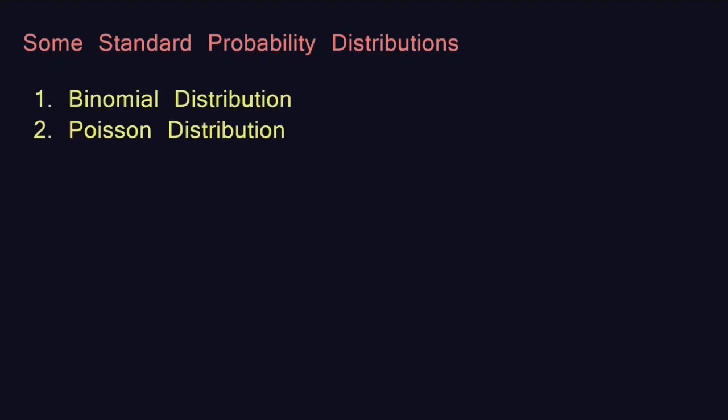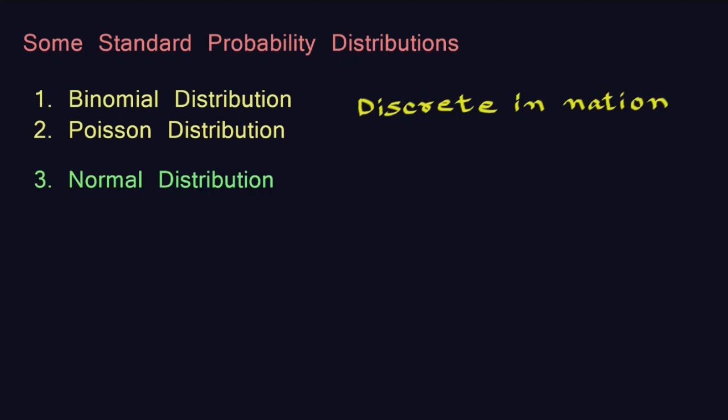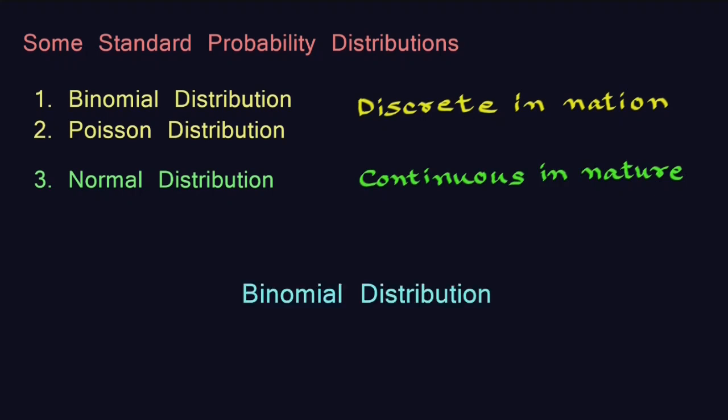We are going to study some standard probability distributions. Out of them, the first two are binomial distribution and Poisson distribution, which are discrete in nature, while the third, normal distribution, is continuous in nature. In this video, we are going to focus our attention on the binomial distribution.